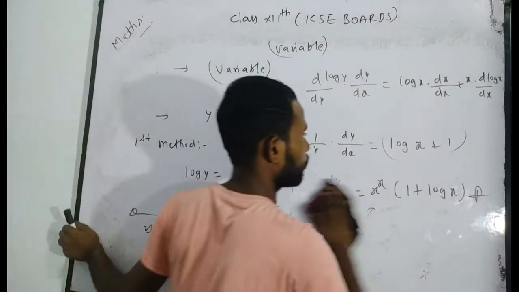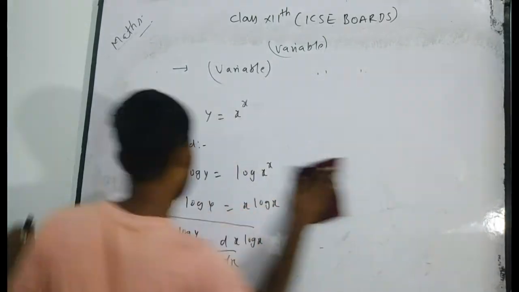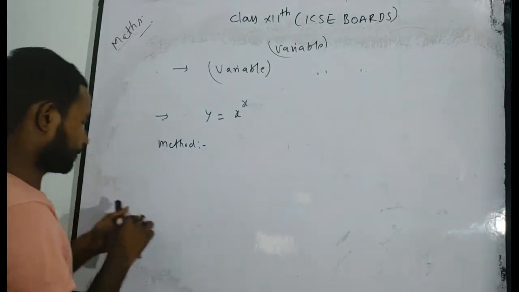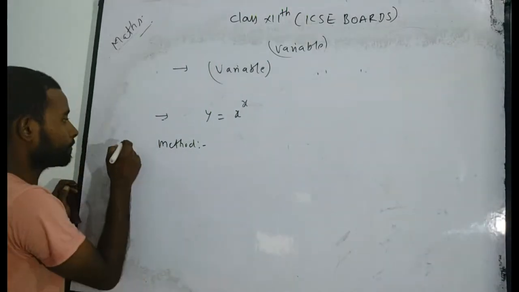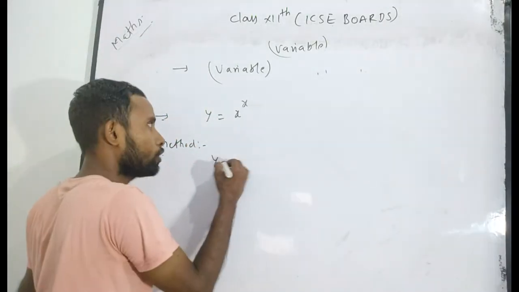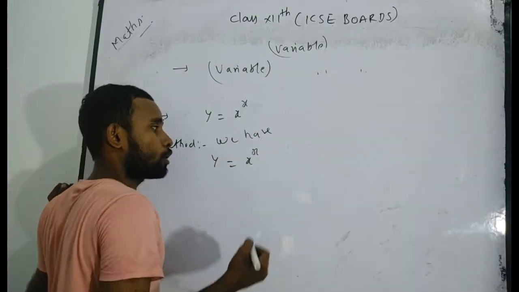Now I will give you a second method, that means an alternative method. This is your first method, by taking log. And second method, see here. What is your second method? We have y is equal to x to the power x.